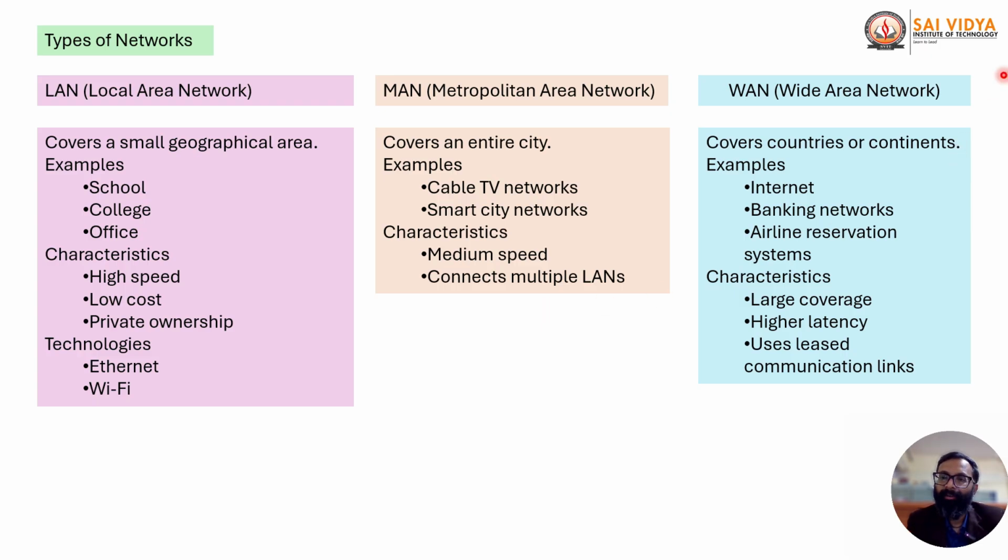So what is WAN, Wide Area Network? It covers countries or continents. It connects countries or continents. What are the applications? Internet, banking network, airline reservation. From any part of the world you can reserve an airline ticket, or you can carry out a banking transaction. So what are the characteristics of this WAN? Large coverage, higher latency, uses leased communication links.